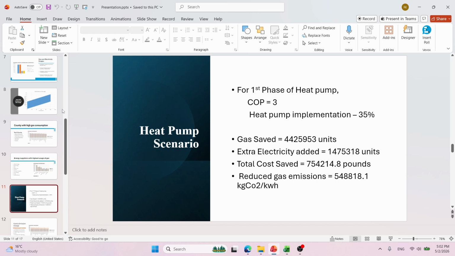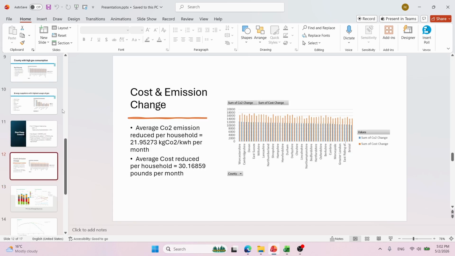And for the first phase, if you implement 35% heat pump by reducing the gas, this will be the gas saved, this will be the cost saved, and this will be the amount of emission reduction. We get more benefit from using electricity for heating instead of the traditional way.